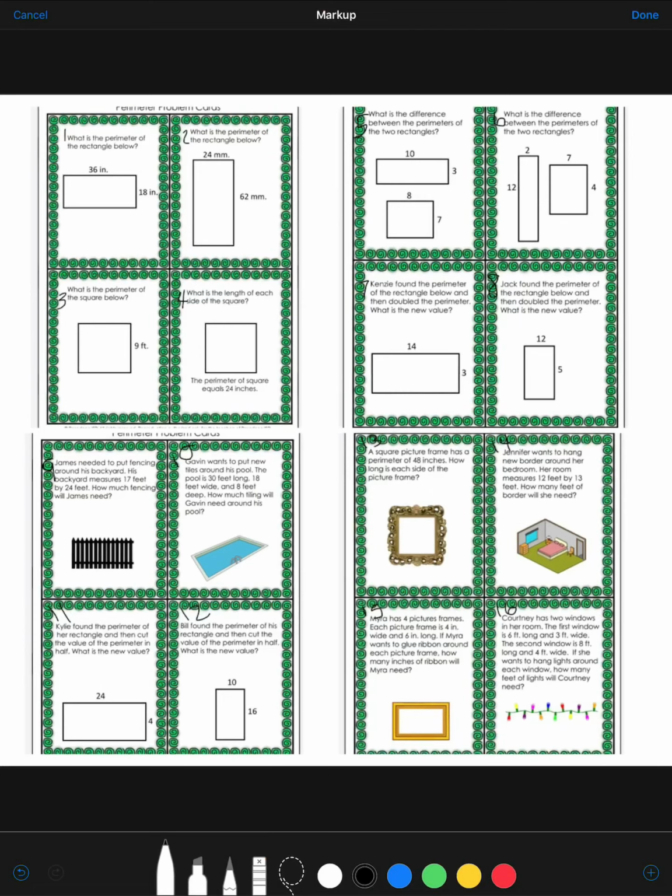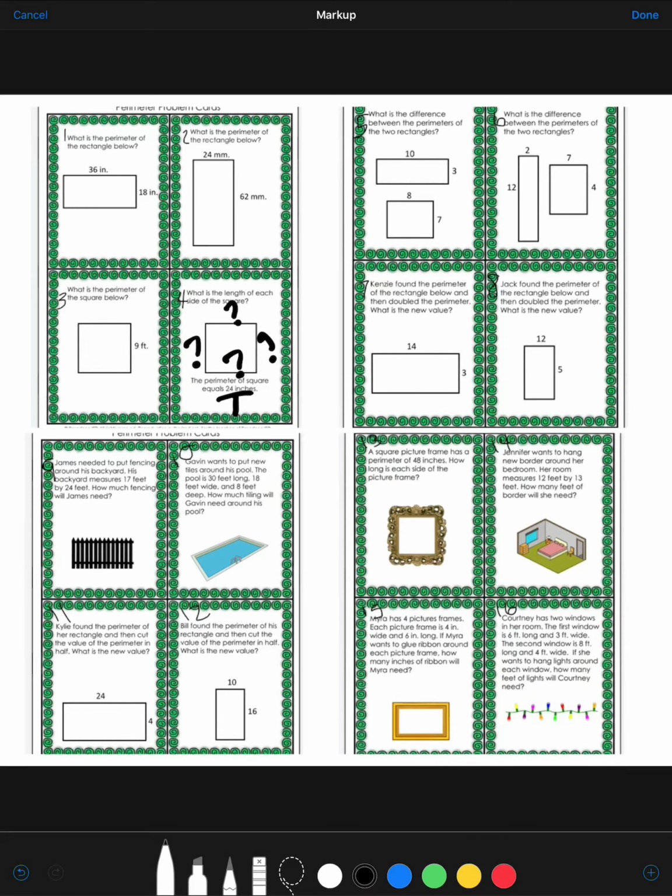But the first one I want to talk about is number 4. So it tells us that the total is 24 inches. So we already know the perimeter. So we cannot pass our total. So what we're trying to find is each side of this square.